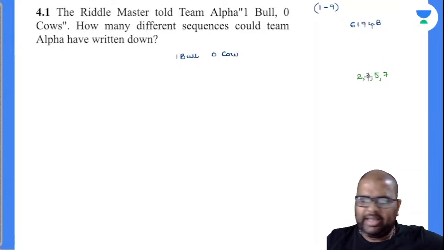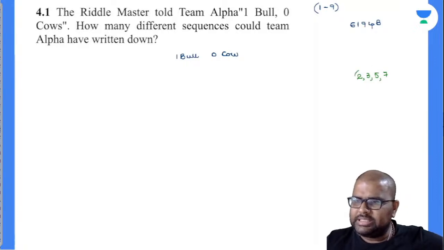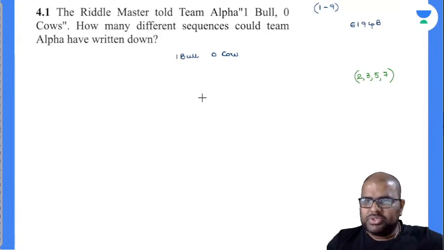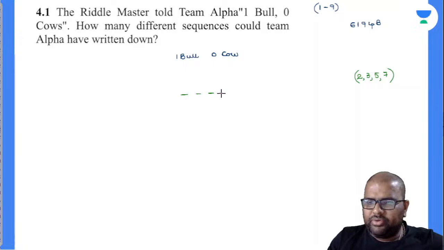So 5, 9, yes. These are the numbers that are not in sequence. Now, 1 bull it seems. So this is the sequence written by team alpha: 1, 2, 3, 4, 5. I hope you are getting my point there.